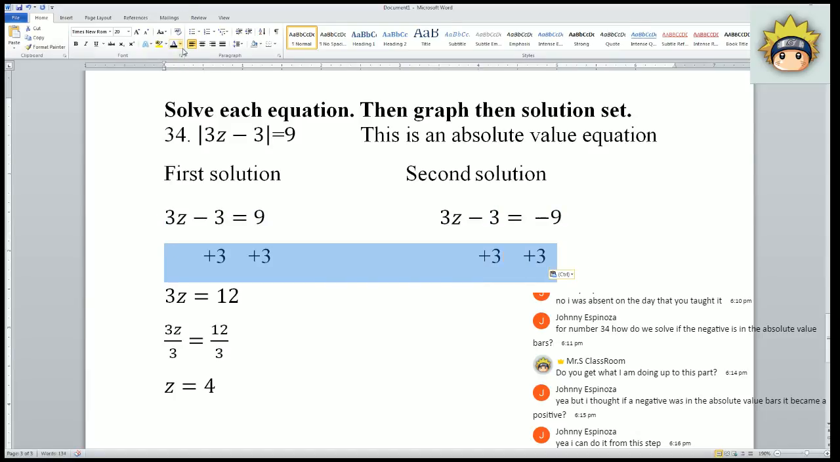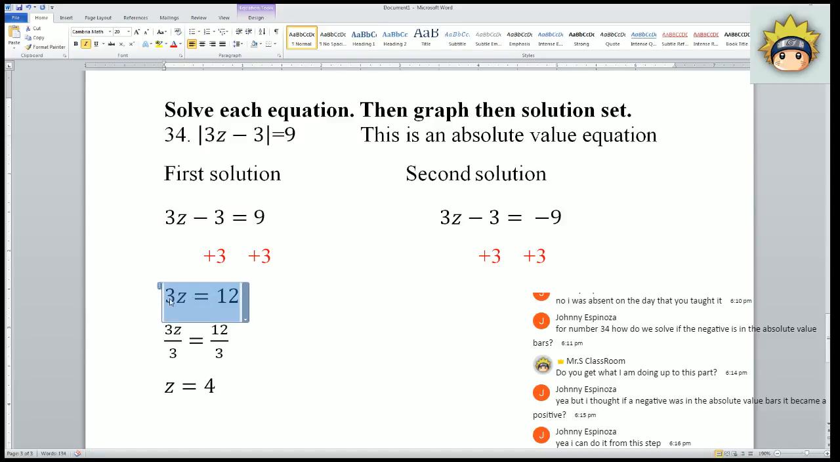Okay, Johnny, there you go. I think here, this becomes negative 6. Right? Then when you divide both sides, okay, you are left with z equals negative 2. Those should be your two solutions.